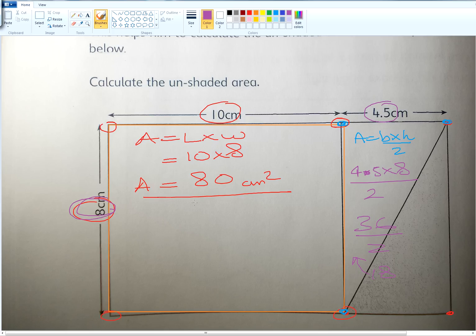So we got 80 and another 18 will give us the total of the unshaded area. That gives us a total unshaded area of 98. 98 centimeters squared. And that was the answer to question number 13.